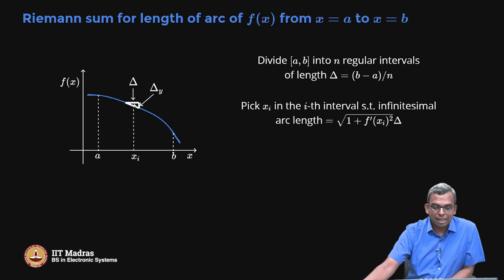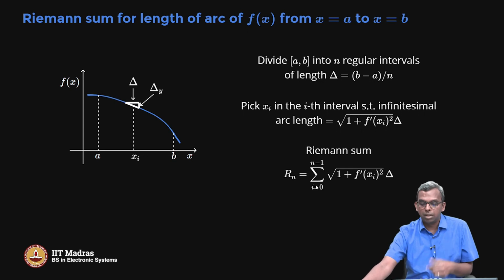Now, you pick an xi in the ith interval such that the infinitesimal arc length is the square root of 1 plus f prime of xi squared times delta. Now, this is guaranteed by the mean value theorem. All you have to do is pick this xi such that f prime of xi times delta equals delta y. That is our choice here, and that is always guaranteed by the mean value theorem. So, once you pick an xi here, I know that my infinitesimal arc length for this ith interval is the square root of 1 plus f prime of xi squared times delta.